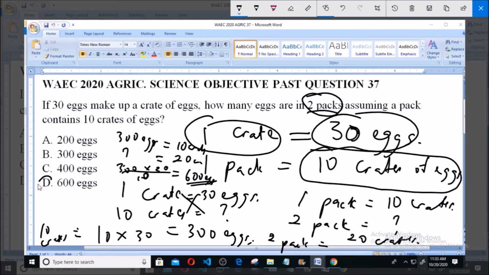So option D, 600 eggs. 600 eggs is the number of eggs you have in 2 packs using the data given to us.